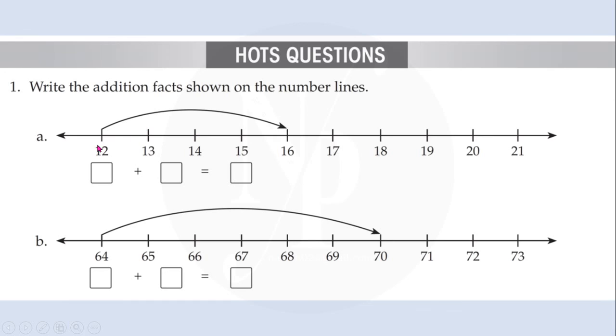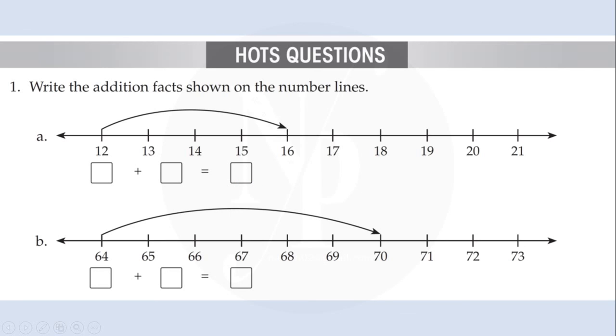The number from which the arrow mark has started represents the first number, and the number where the arrow mark is ending gives the sum, which should be written here, and the number of steps moved towards the right represents the other number which is added to the first number. I will write down these numbers and then I will explain once again.